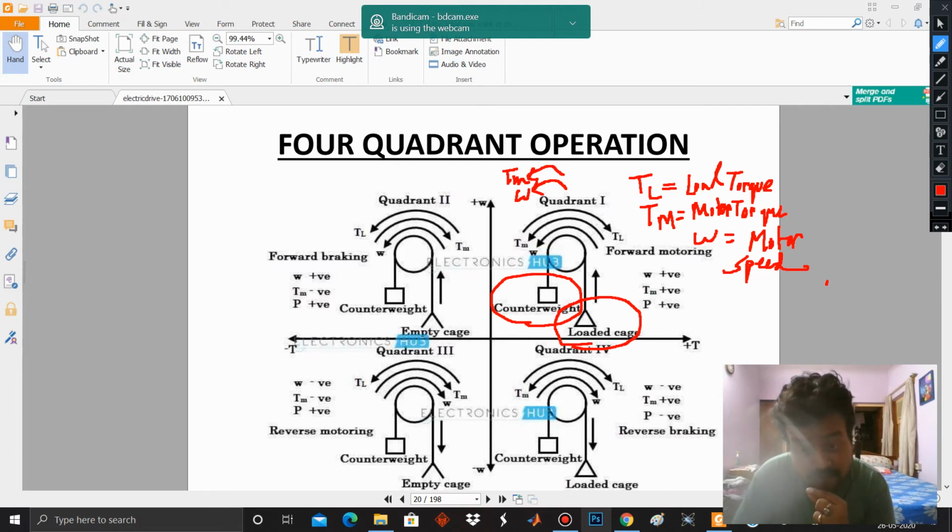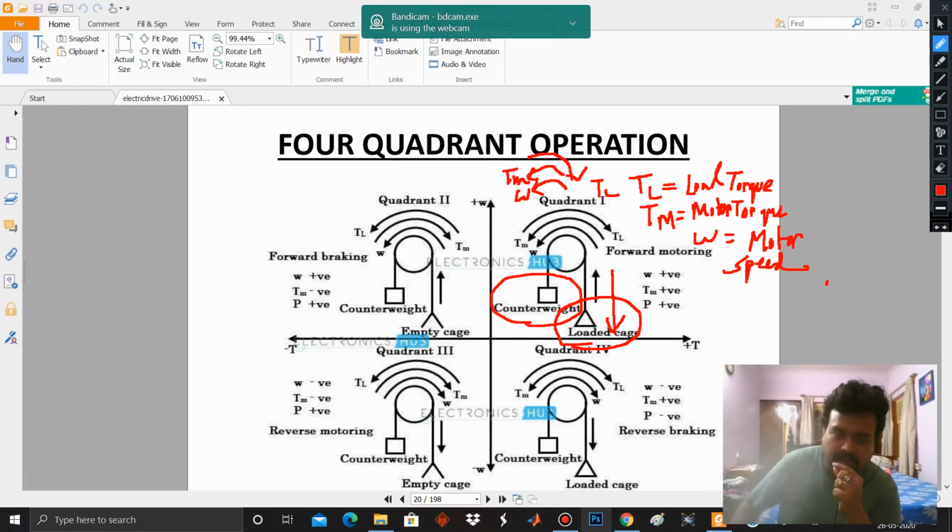But what is the opposing force? The opposing force is the loaded cage, and as per Newton's law, as per gravitational pull, it should be downwards. That means the load torque is in the clockwise direction. So now you see, obviously the motor torque and the load torque will be in opposite directions. The load is trying to move downwards and the motor torque is trying to move it upwards.